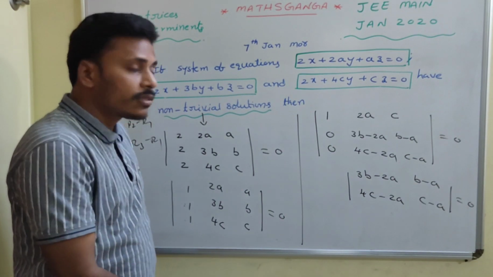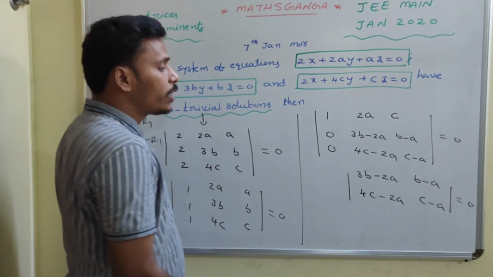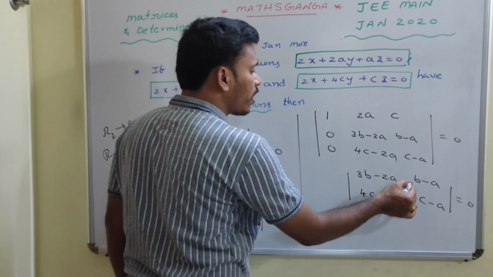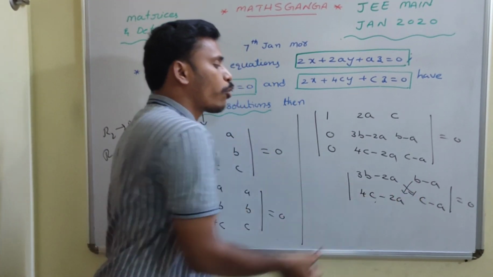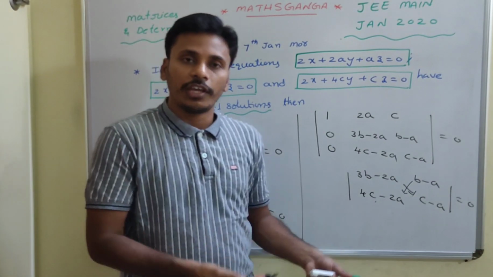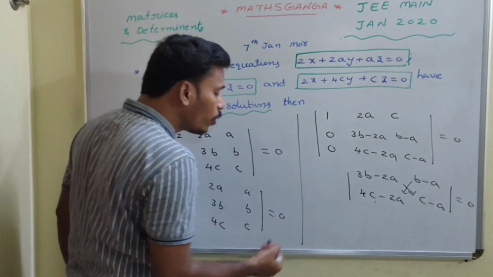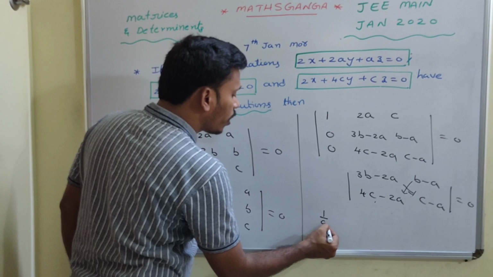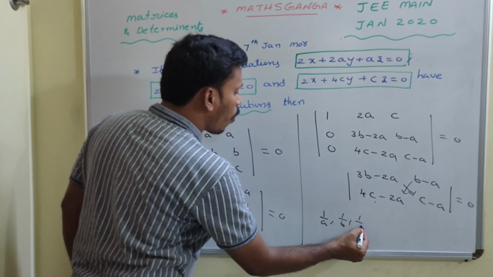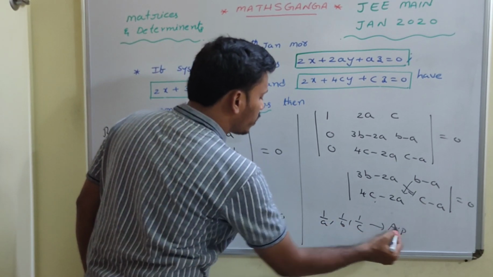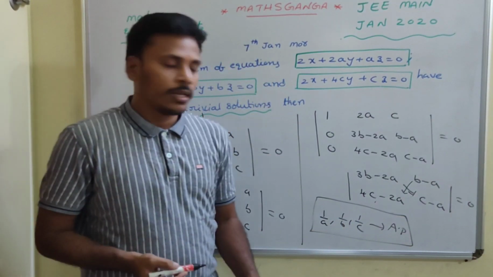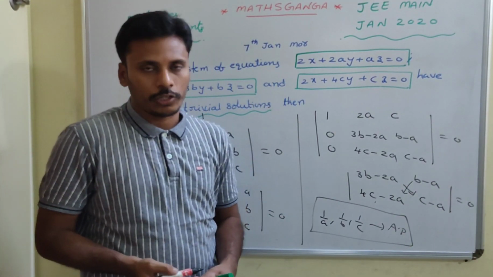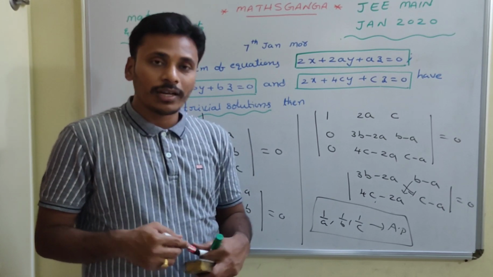From there, the determinant of a 2 by 2 matrix is the product of these two terms minus the product of those two. On simplification, at the end you will reach a relation, and from there you will confirm the answer: 1 by a, 1 by b, 1 by c are in arithmetic progression, just by algebraic simplification, nothing more than that here. Once look at the problem.